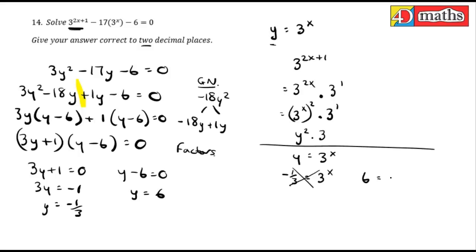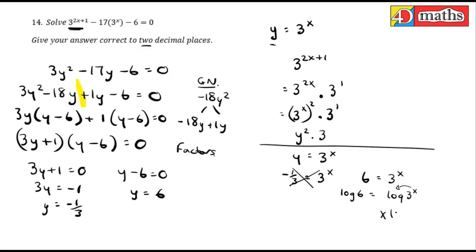It says 6 is equal to 3 to the power of x. So how are we going to work this out? Well, the only way you can work this out is either through guessing, where you keep guessing numbers until you get 6, or you use logs. So I'm going to take logs of both sides, and by doing that, this x comes to the front.